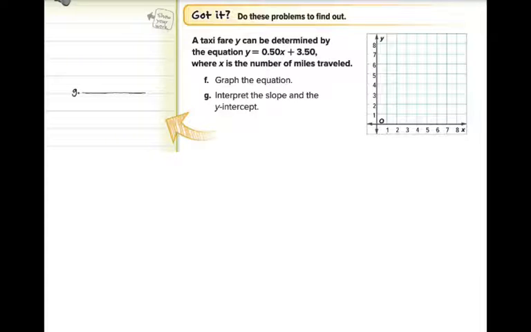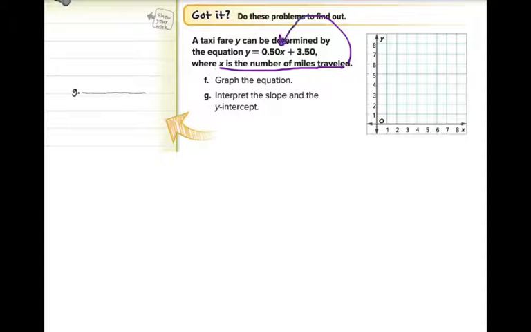Okay, so let's see if you got it. A taxi fare can be determined by the equation y equals 0.50x plus 3.50, where x is the number of miles traveled. Graph the equation, interpret the slope and the y-intercept. Okay, so x is the number of miles traveled.